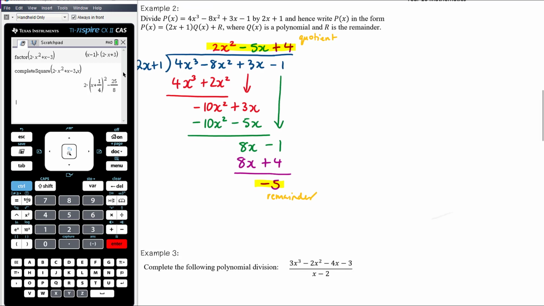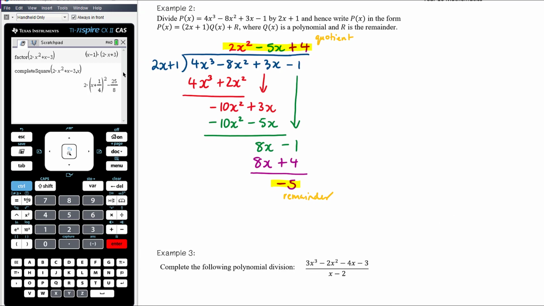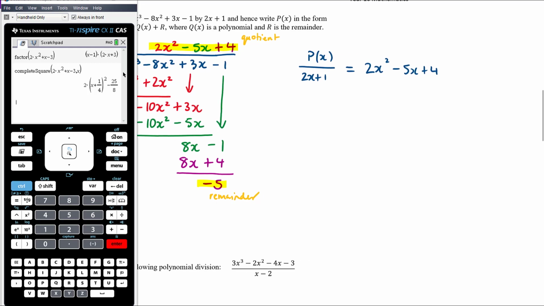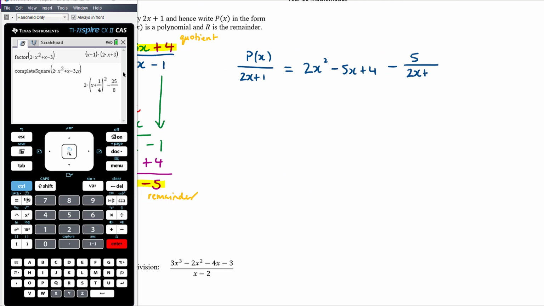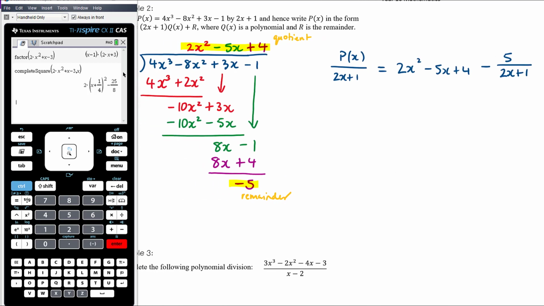So we wanted to divide p of x by 2x plus 1, so we've just done that. We've done p of x divided by 2x plus 1, and we found that we got 2x squared minus 5x plus 4, the quotient, plus the remainder, which is minus 5, so it's going to be minus 5 on the divisor, which was 2x plus 1. You could write plus negative 5 on 2x plus 1, but it's nicer to write this. If you're adding a negative, you're subtracting. Okay, so that's our answer, but now let's go on to the "hence" part of the question.